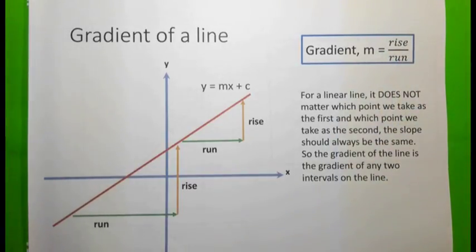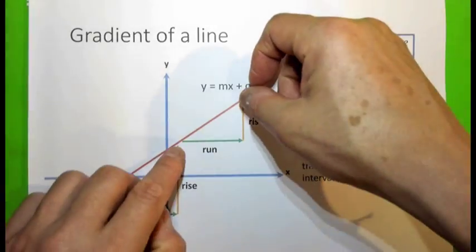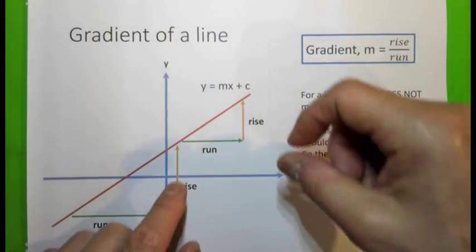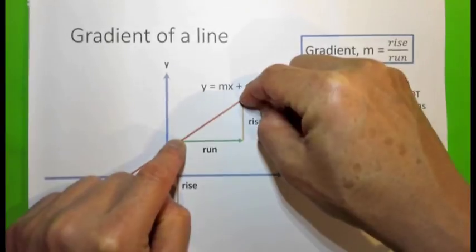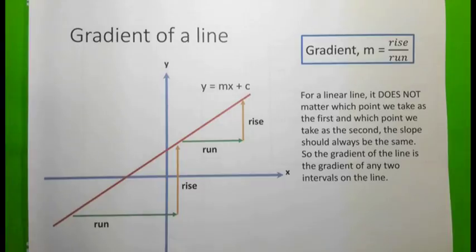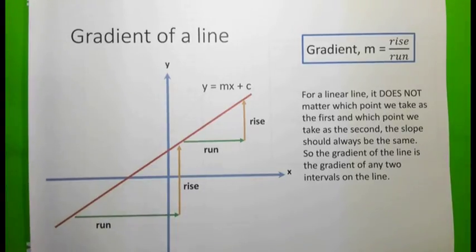For a linear line, it actually does not matter which point we take as the first and which point we take as the second. Could be here, could be here, could be here. The rise over run for these 2 points should be the same as the rise over run for these 2 points. Therefore, for any linear line, we can just take any 2 points and the gradient can be calculated based on the coordinates of these 2 points.